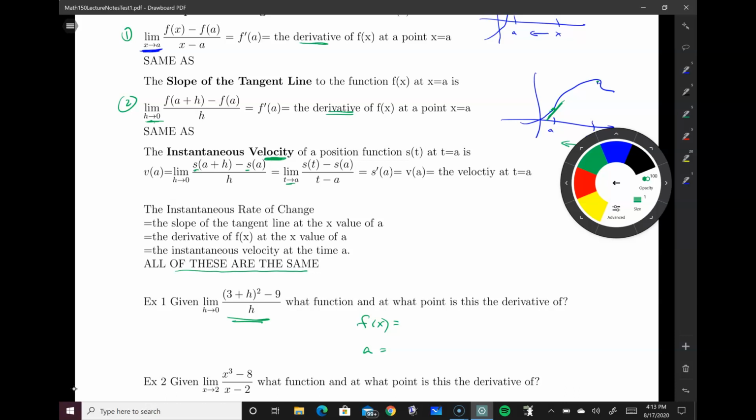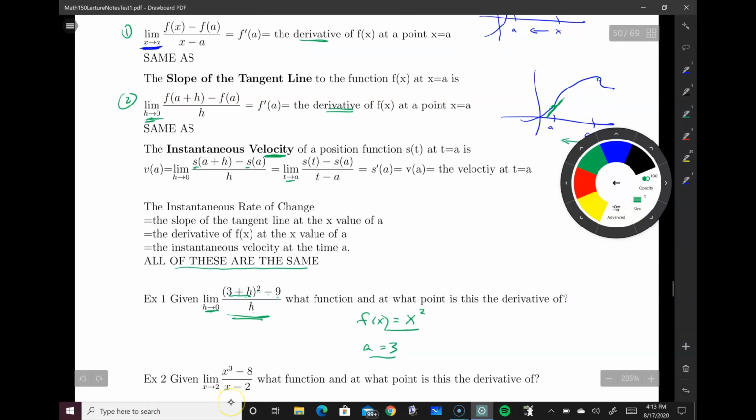Well, looks like I'm using the definition with h, since I have an h here, h going to 0, right? So let's look at this. Should be a plus h. So I think a is going to be 3. So this would be a plus h, subtract 3, I think it's going to be x squared. So this would be f of a plus h, 3 plus h squared, minus 3 squared all over h. So if this was the function and the value of a, this would be the definition of the derivative.